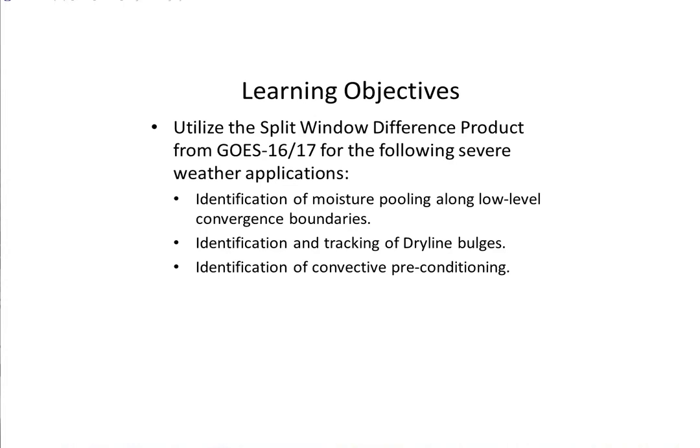For our learning objectives, we're going to utilize the split window difference product from GOES 16 and 17 for the following severe weather applications: identification of moisture pooling along low-level convergence boundaries, identification and tracking of dryline bulges, and identification of convective preconditioning.